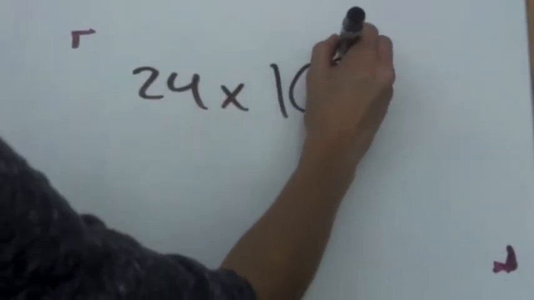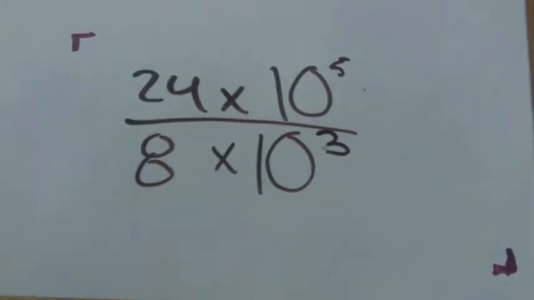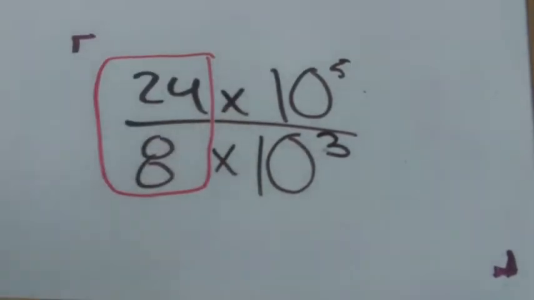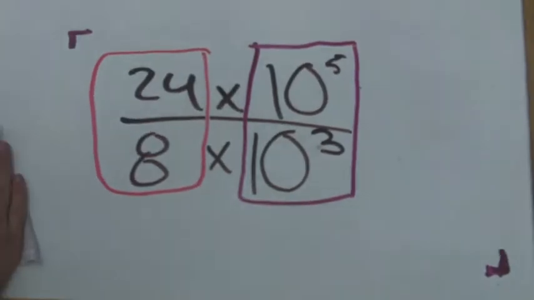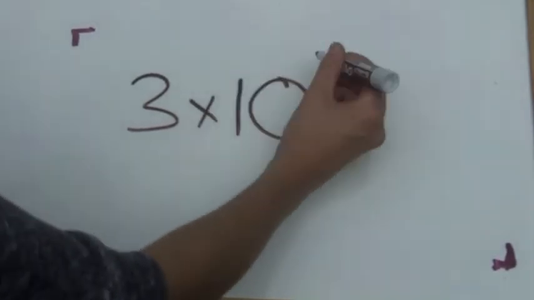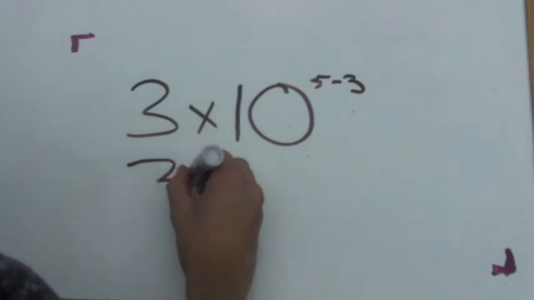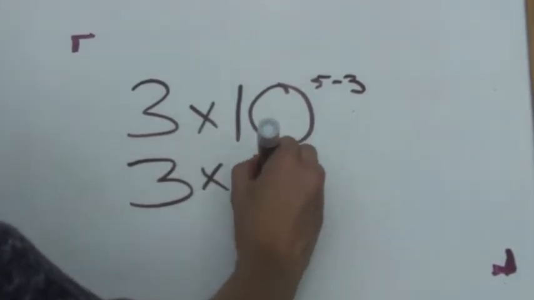If we have 24 times 10 to the fifth over 8 times 10 to the third, you can divide it into 24 over 8 and 10 to the fifth over 10 to the third. 24 divided by 8 is 3 times 10 to the 5 minus 3. Our final answer is 3 times 10 to the second.